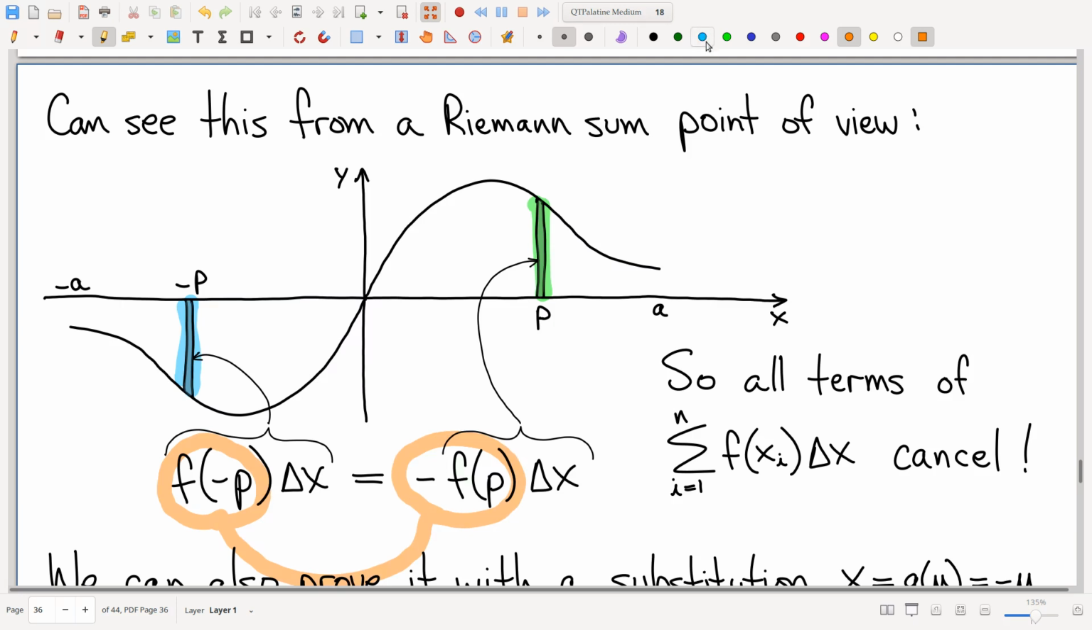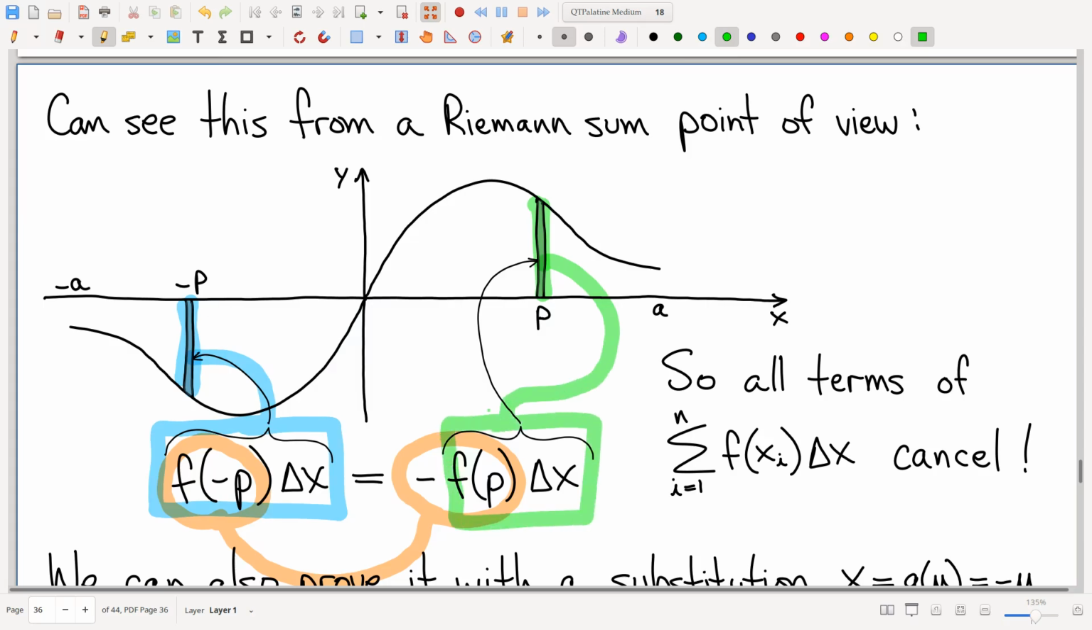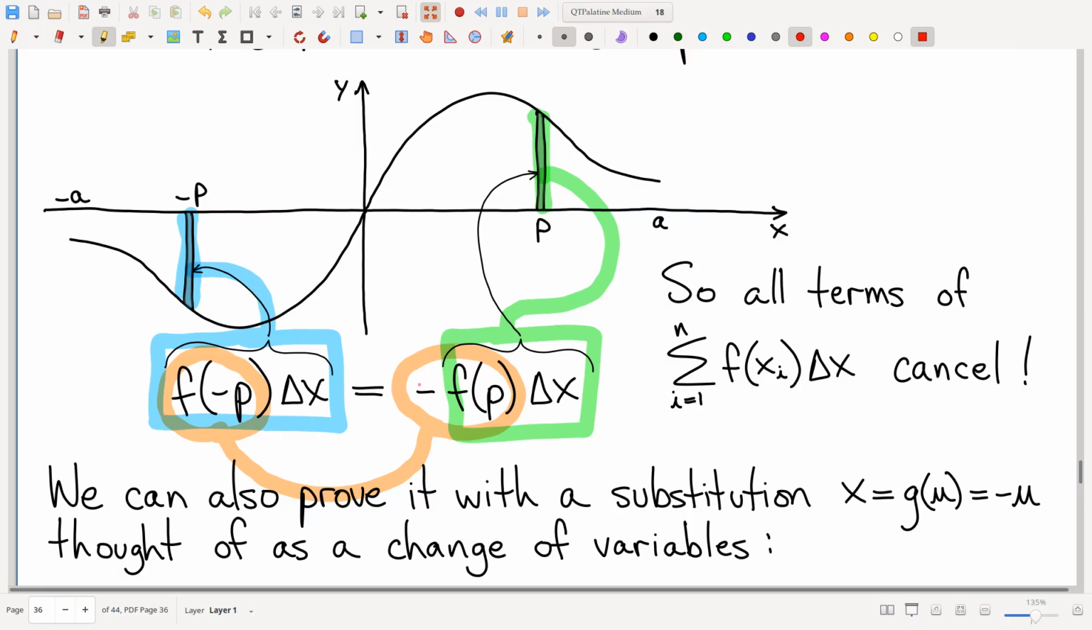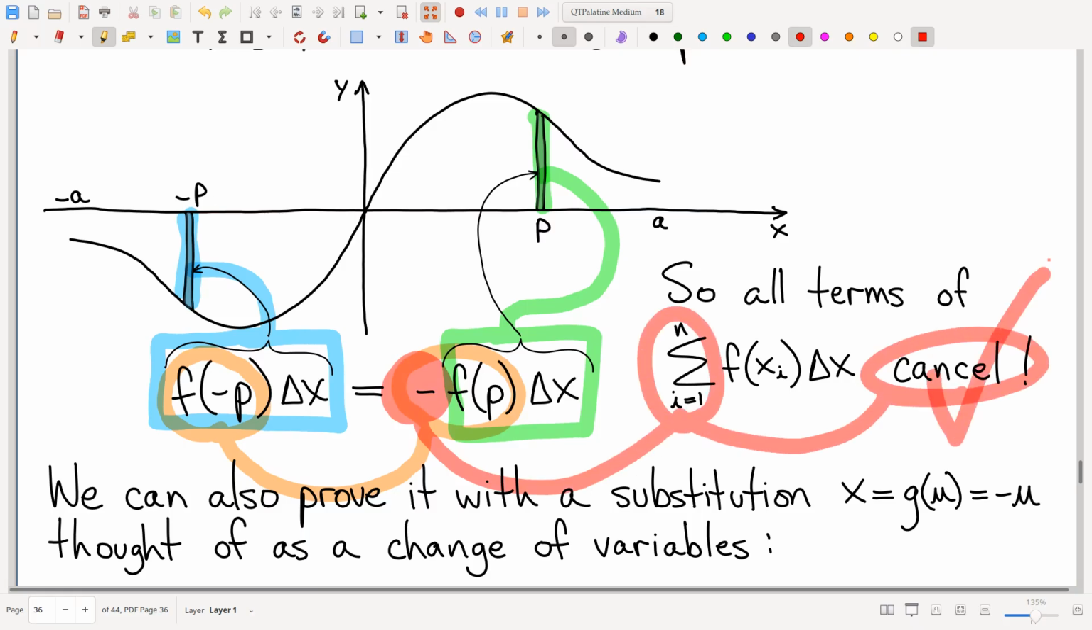And then I make the observation that this blue term in the Riemann sum is that. This green term in the Riemann sum is this. And what this equation says is that these are opposites of each other. They're opposites, and so in the summation, they cancel. Is that satisfying? Everybody's kind of seen some argument along these lines before, something analogous to this.